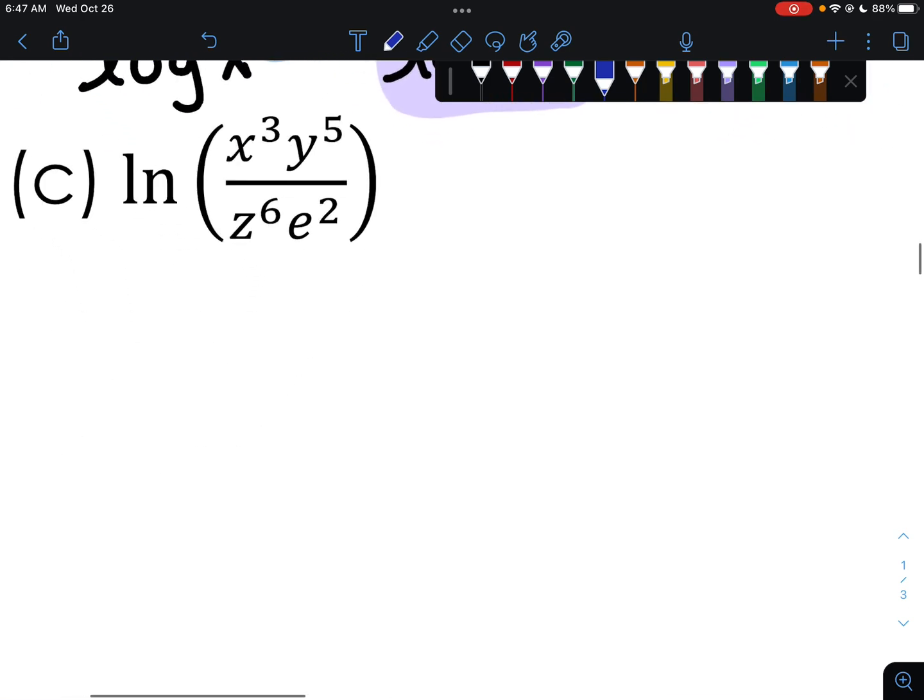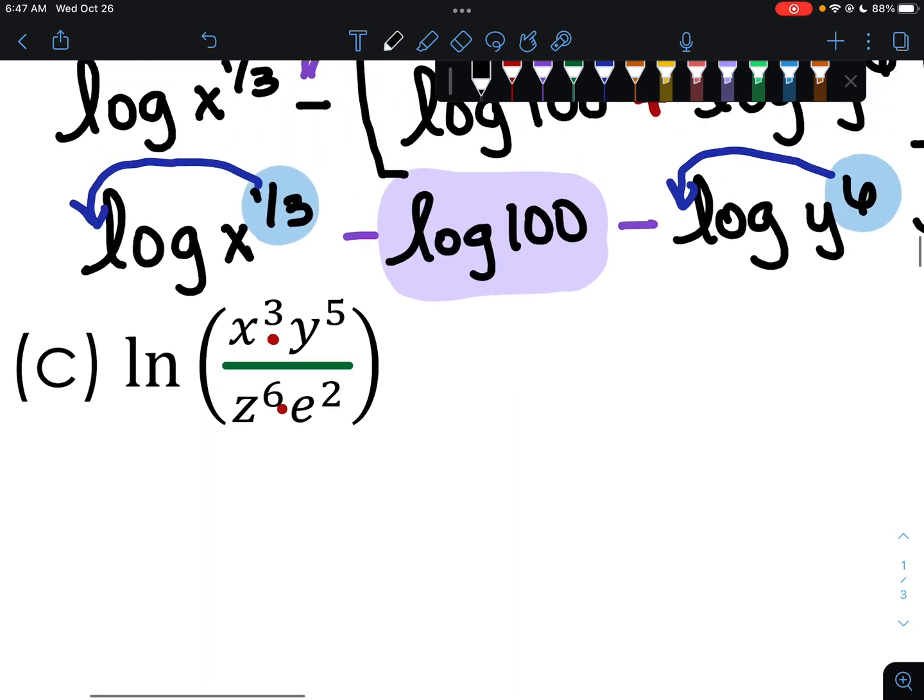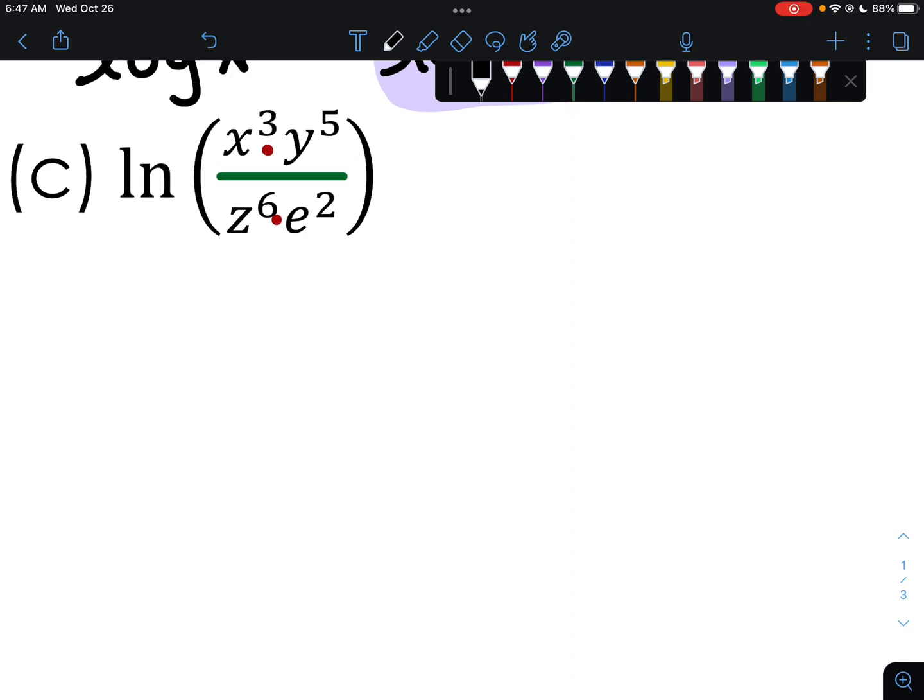Okay, looking at the next one. I see that I have 2 things up top being multiplied, and then I have division and 2 things on the bottom being multiplied. The things on top will get a plus sign in the middle. Anything on the bottom will have a minus sign in front of it. Again, the 2 things on top will have plus signs, and the things on the bottom will have minus signs. So what this looks like: since I have 4 different terms, x, y, z, and e, I'm going to have 4 different natural logs.